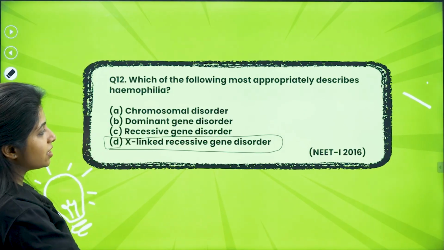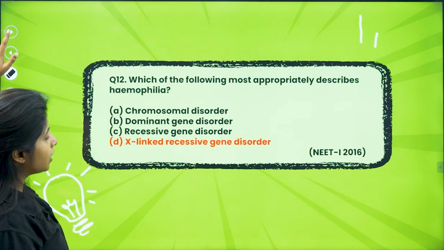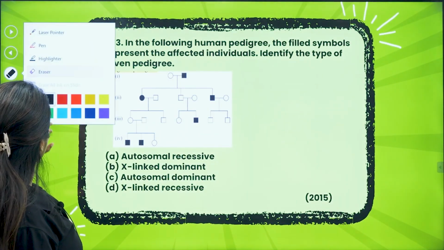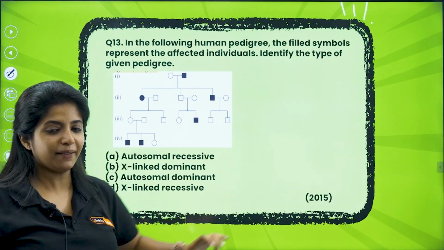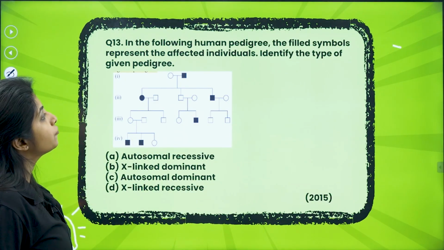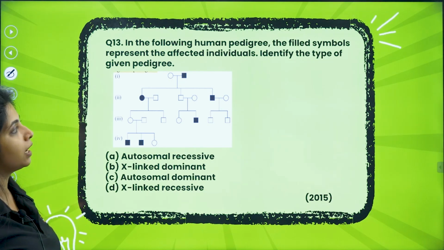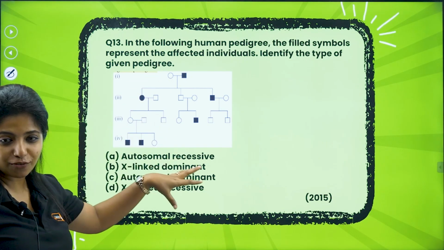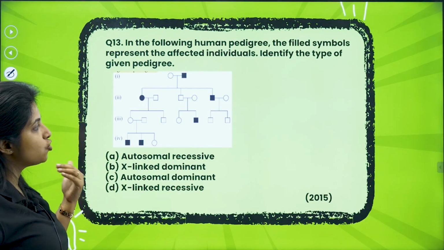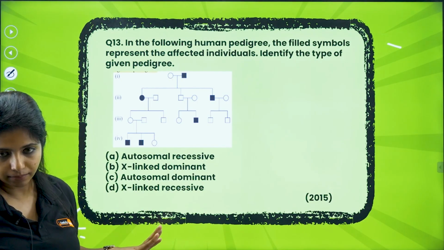Okay? Because it is like a recessive condition. Now, this question, I want you to pay a lot of attention. In the following human pedigree, the filled symbols represent the affected individuals. Identify the given pedigree over here. So first of all, you have to understand whether it's dominant or recessive.